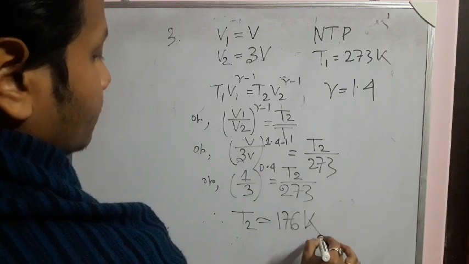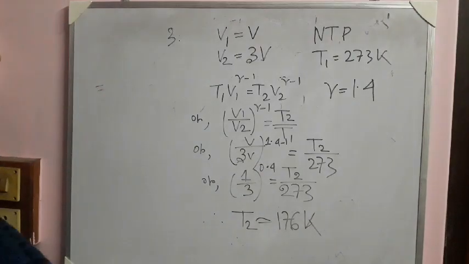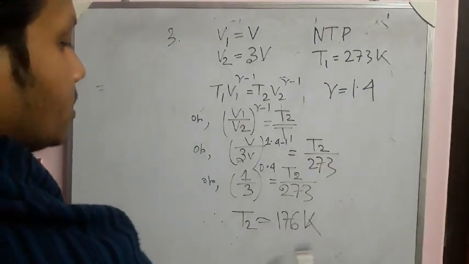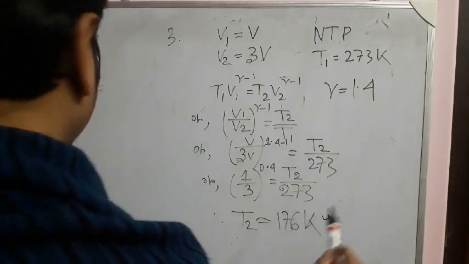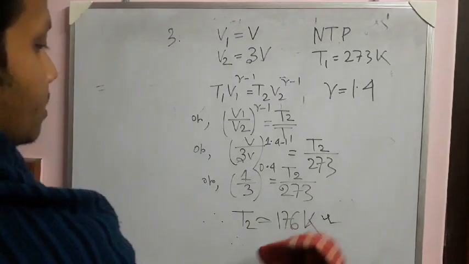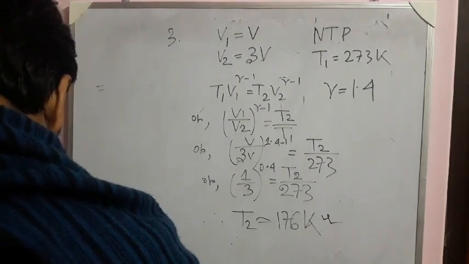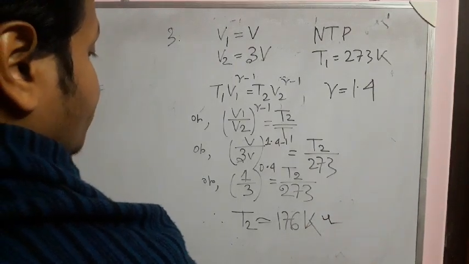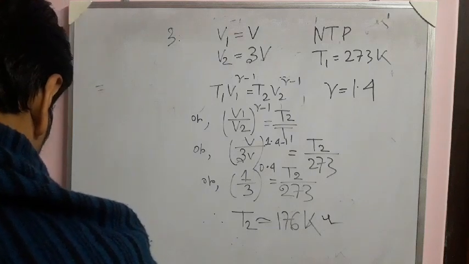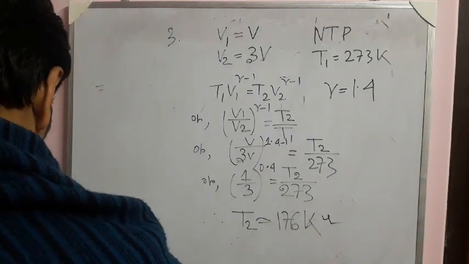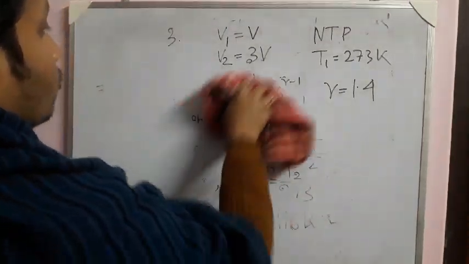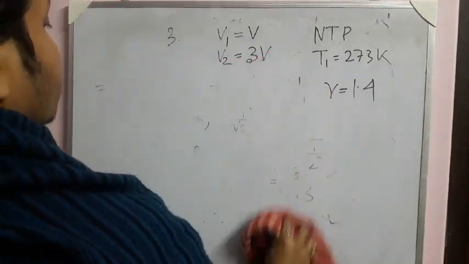176 Kelvin. Okay, so this is the final temperature. You use the relation T V to the power gamma minus 1 to find out the T2. So this is the final temperature, 176. Now you also have to calculate the final pressure.